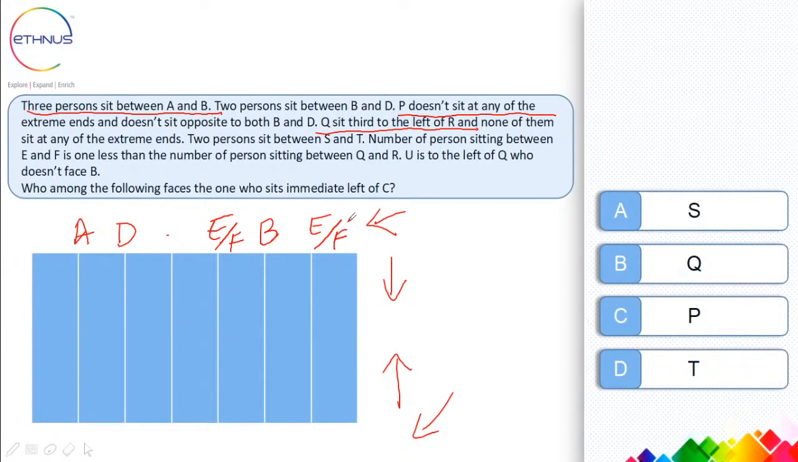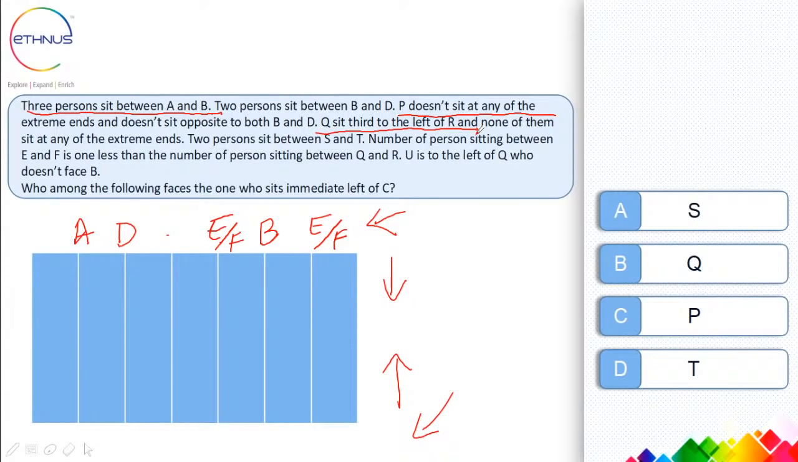Okay, so let's go to the next statement. Number of persons sitting between E and F, that is done. U is to the left of Q. They have one more data. Who among the following faces the one who sits immediately left of C? So we finished all the data. Let's go back to one more thing. 3 persons sit between A and B is done.